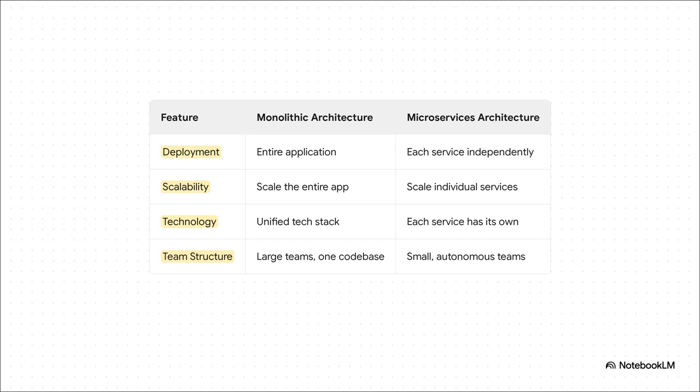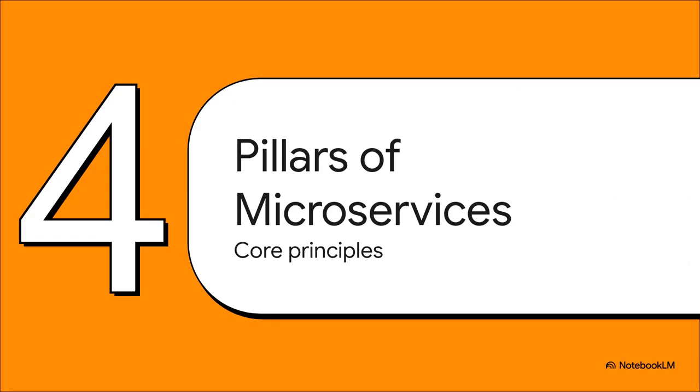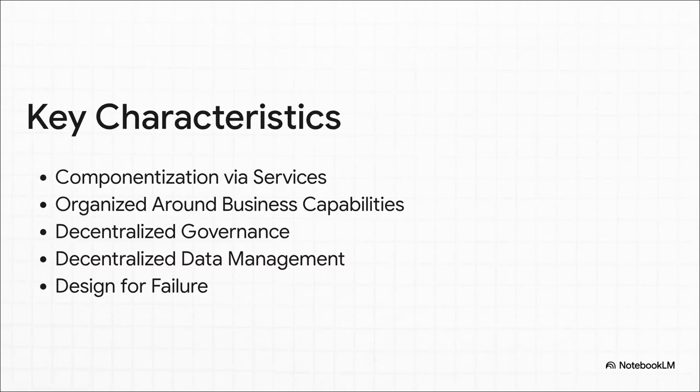And here's something really cool. Your payments team could decide to use one programming language, while the inventory team uses a completely different one because it's a better fit for what they're doing. That kind of freedom is a game changer. So, okay, what really makes all of this work? Well, it all comes down to a few core principles that give you this amazing flexibility and also make the whole system more resilient. These are pretty much the pillars of the whole microservices idea.